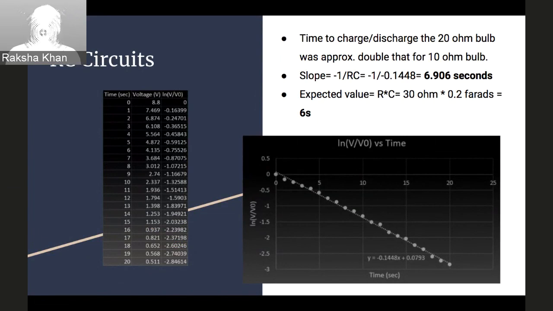And we can find the RC value by knowing that the slope is equal to -1 over RC, and so we plug in our slope value of -0.1448, and we get an RC value of 6.906 seconds, which is pretty close to our expected value of 6 seconds.